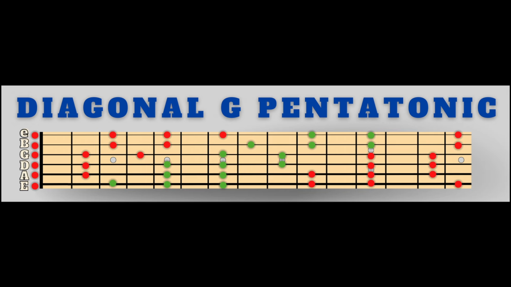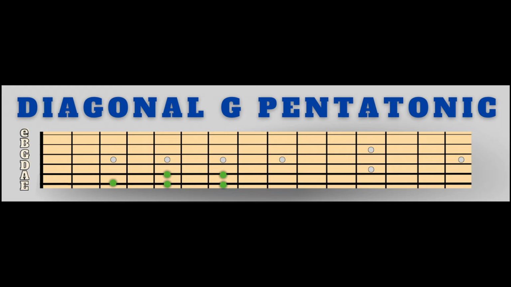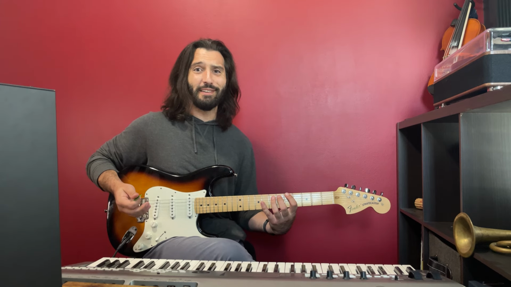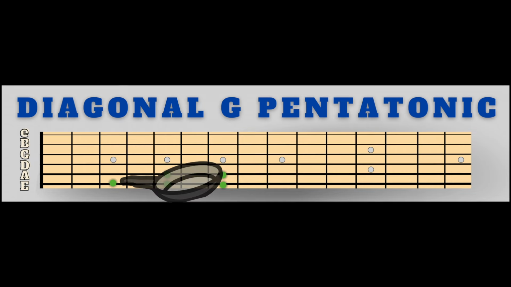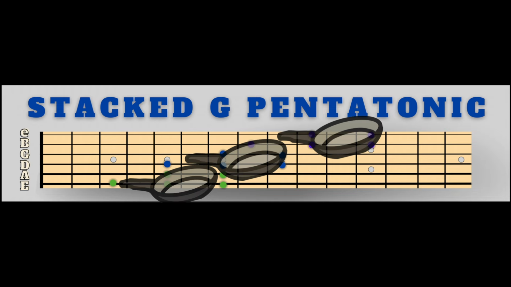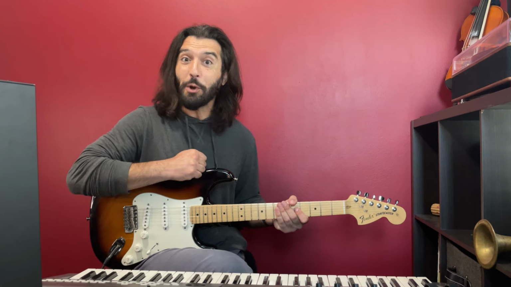I call it the slanted pentatonic, or the diagonal pentatonic sometimes. It might look weird, but it's actually just this shape, repeated 3 times. So we just need to memorize this small shape, which is the most basic pentatonic shape. Kind of looks like a frying pan. So I guess I could call this the stacked pan pentatonic. Which one do you like? Stacked pan, diagonal, or slanted? Let me know in the comments.